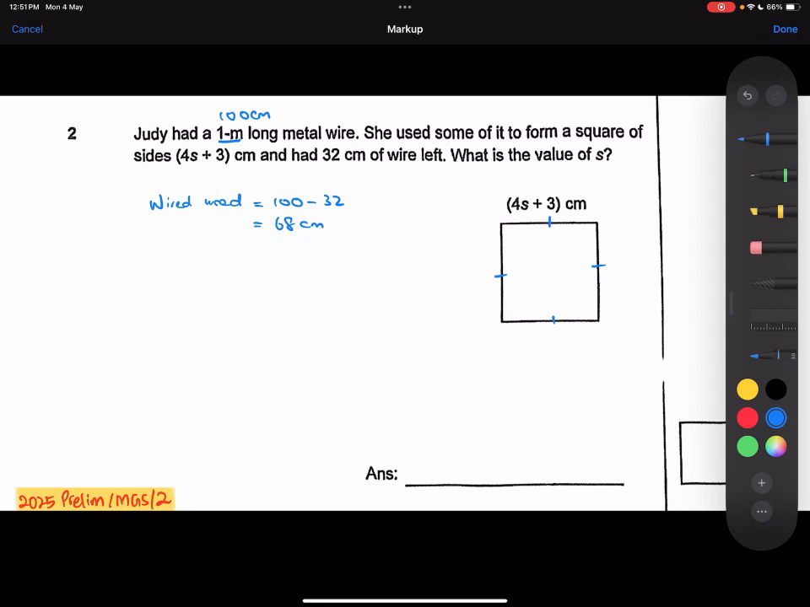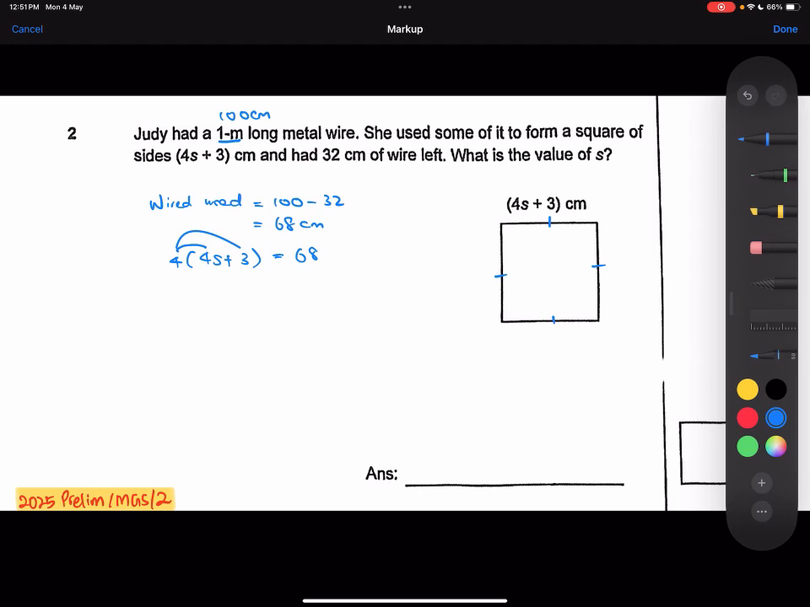Alright. And then we know that the perimeter of the square is 4 times 4s plus 3. Okay, they have equal sides, and they will add up to 68 centimeter. Right? Now let's open the brackets. Remember, when you multiply in, you have to multiply by both. Both numbers inside the bracket have to be multiplied by the number outside, which is 4.